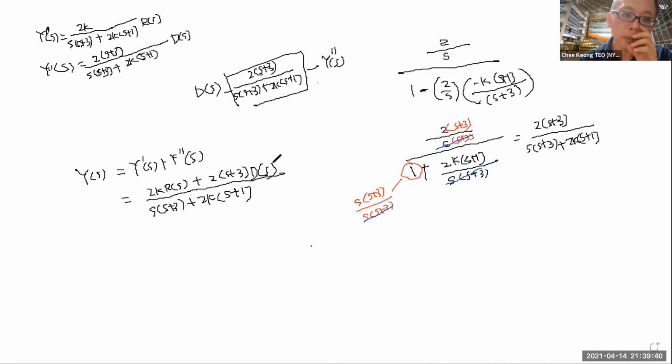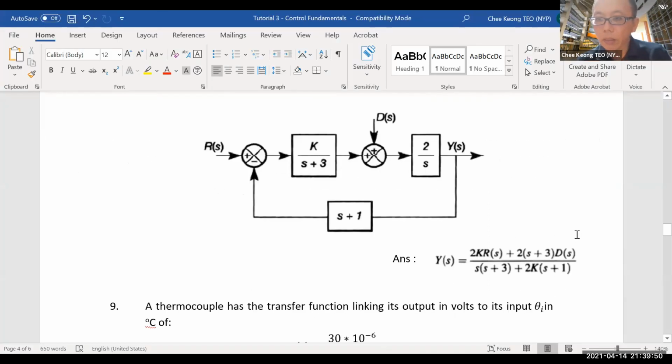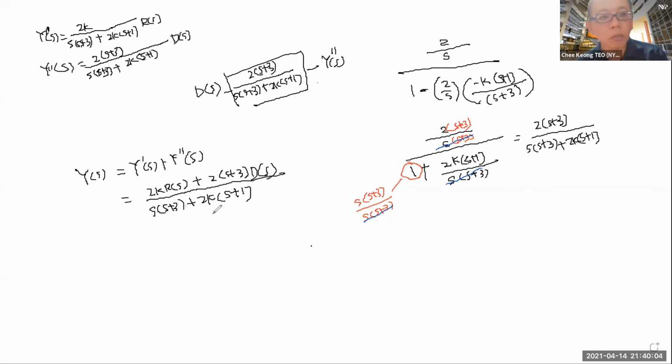Now, if you compare this result to the result in your solution, let's take a look, do we get the solution correct? And basically, I think that's it. We got it. 2KRS, yeah. So basically, it has a 2 in front. It's more or less there, right? Yeah, 2KRS. So it's basically the same.